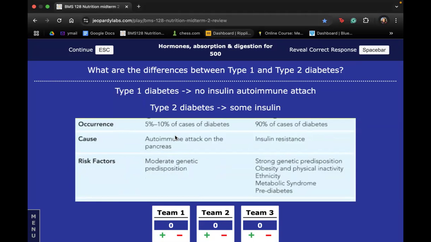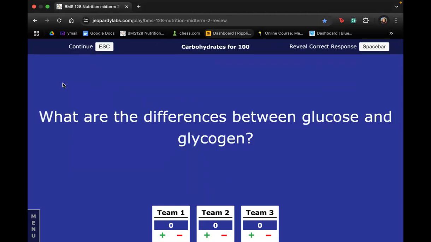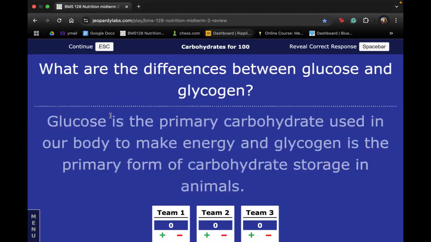Okay, carbohydrates. What are the differences between glucose and glycogen? Glucose is like sugar. Whatever you eat, it breaks down into glucose. And since our body has a lot of it, we turn it into glycogen for storage. Yes, that is correct. One thing I thought was so fascinating is glycogen is very tightly packed. Because if your body just consumes the glucose and lets it float around, it takes up a lot of space.